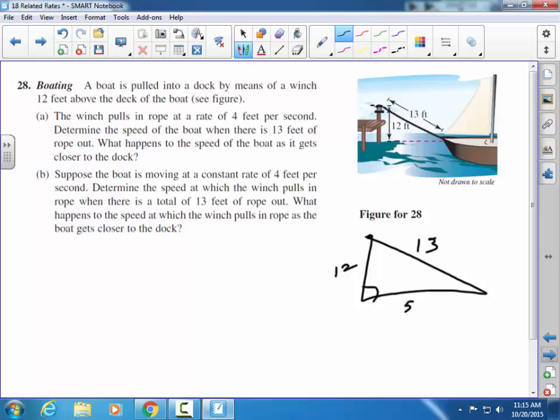So let's give some letters to these things here. What do you want to call this 13 line? A letter. Doesn't matter to me. C. All right, what do you want to call this line here? Okay, let's let that be B and let that be A, okay? So now, 4 feet per second. Is that a rate? Is it dA, dB, or dC? The winch pulls in rope at a rate of 4 feet per second. So it's dC over dt.